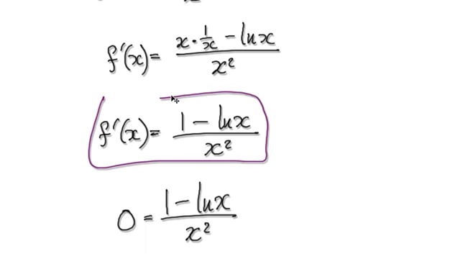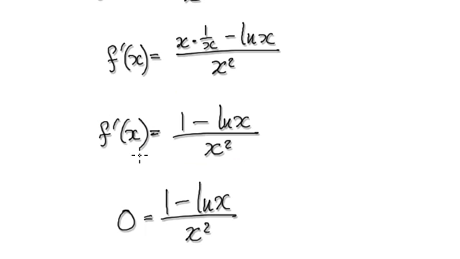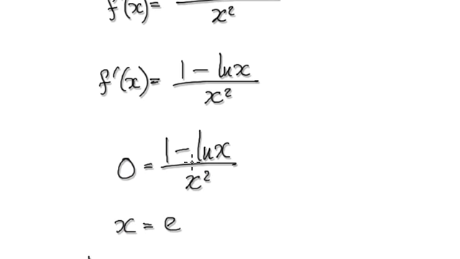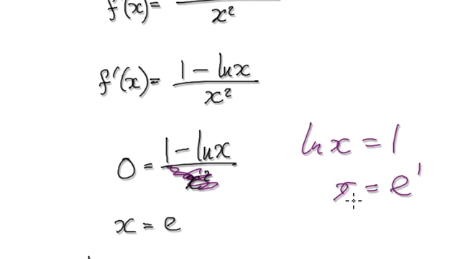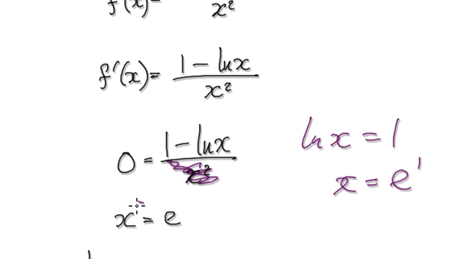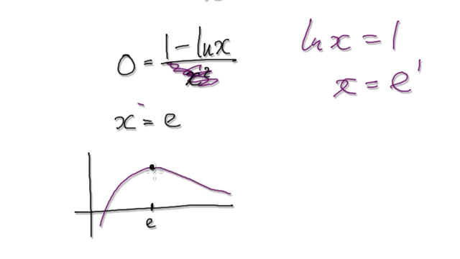So when will this be negative? Let's just set it to 0. Times both sides by x squared. So that will then give you this. So when will this be 0? This is quite easy to do. You times both sides by x squared, and then that will give you natural log of x equals 1. So exponentiate both sides. So x equals e. When x equals e, the gradient will be 0.